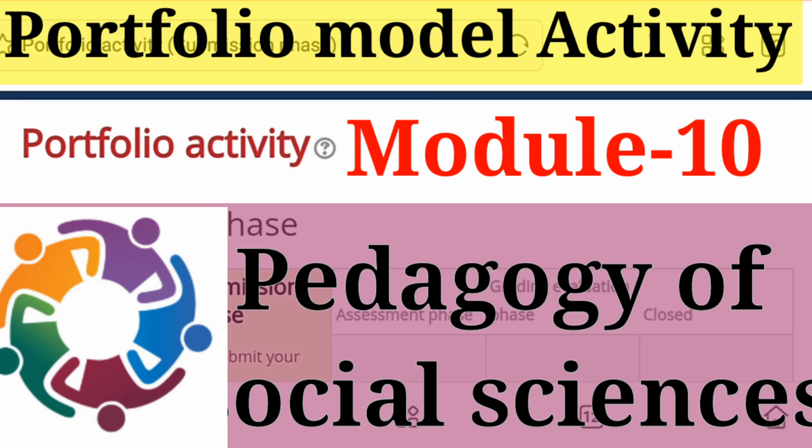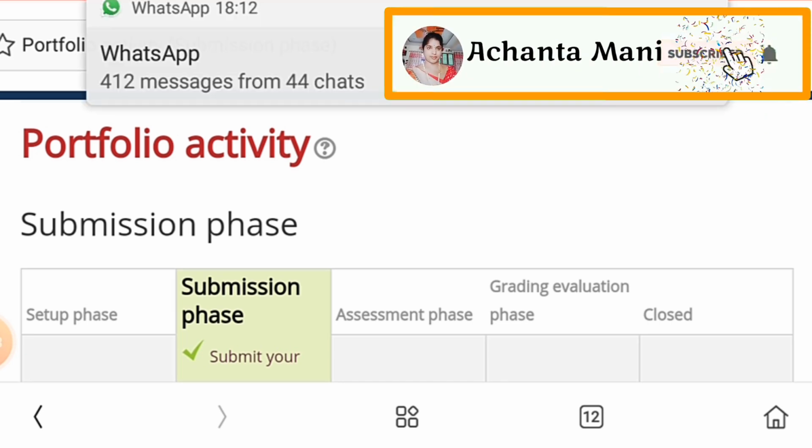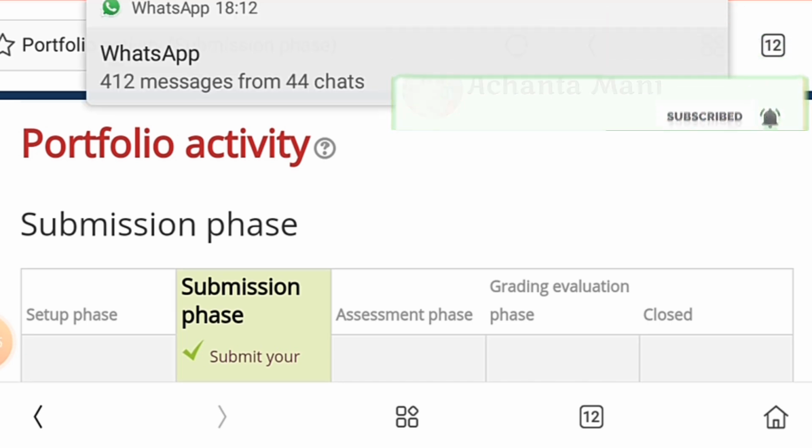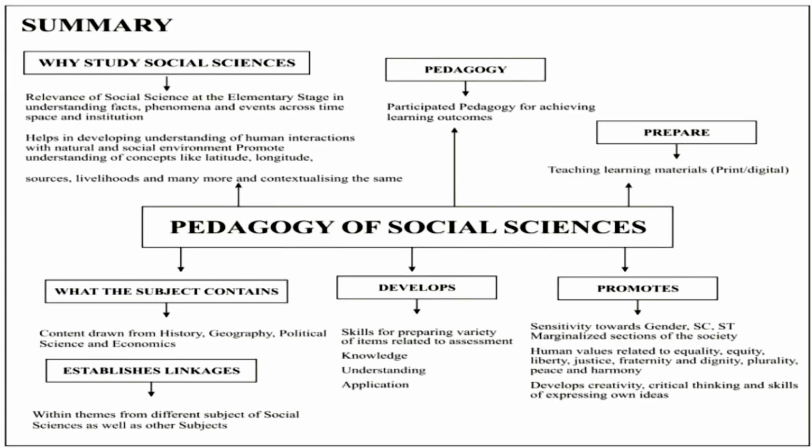Today we are going to learn about the new portfolio model activity of Module 10, Social Sciences, Pedagogy of Social Sciences. This is only for English medium teachers. Here is the Pedagogy of Social Sciences. You observe this picture in Zoom. Please watch and understand the social sciences characteristics or objectives or anything else here.